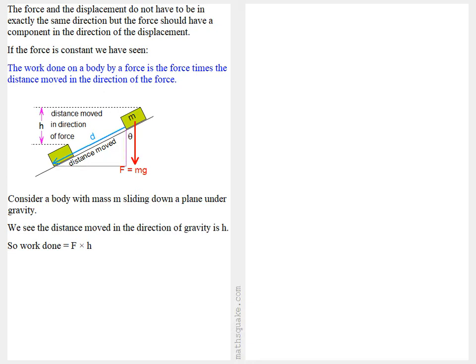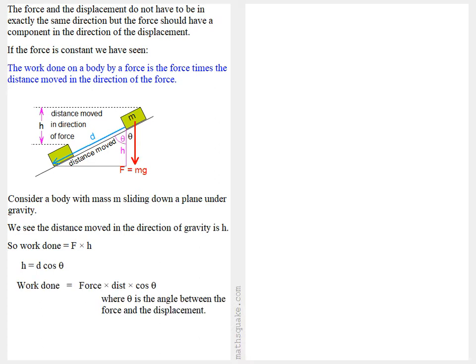Now, if we draw in a triangle under the distance moved and mark in the angle theta, we can see that h is the adjacent side and d is the hypotenuse, and so h is equal to d cos theta. So this gives us the work done is equal to the force times the distance times the cosine of theta, where theta is the angle between the force and the displacement. We can sum that up as work done is equal to Fd cos theta.